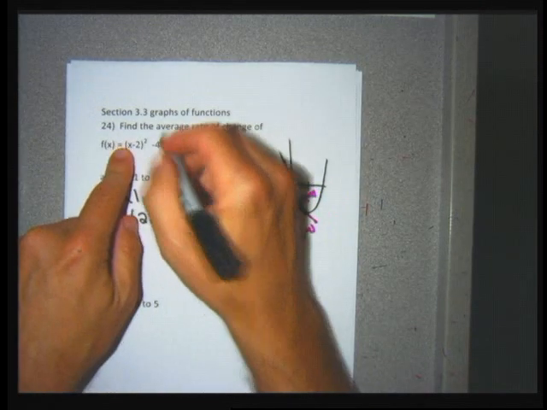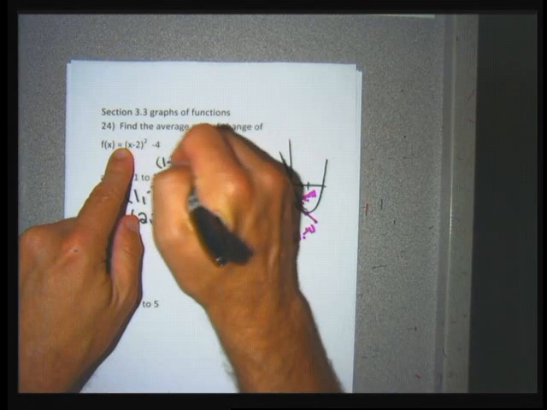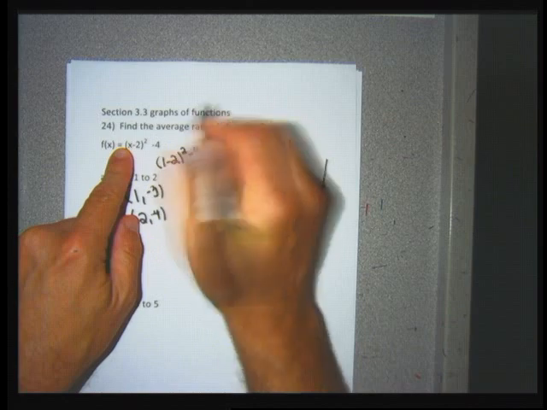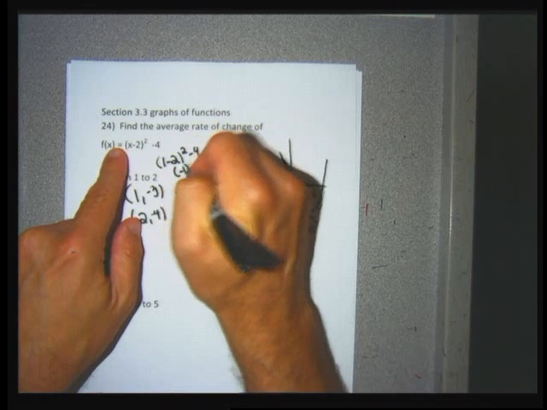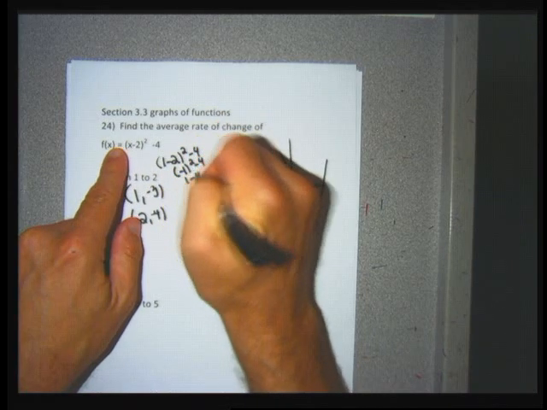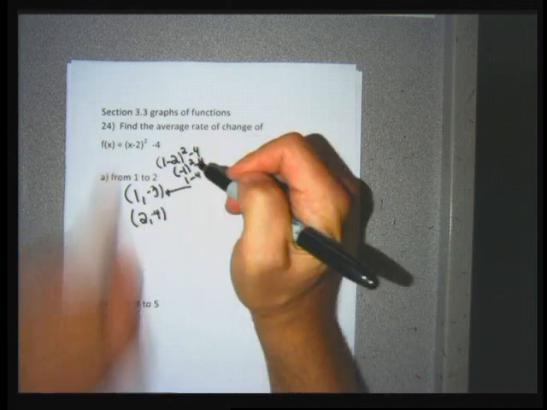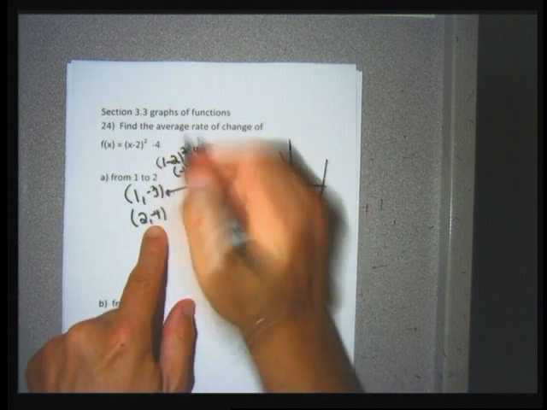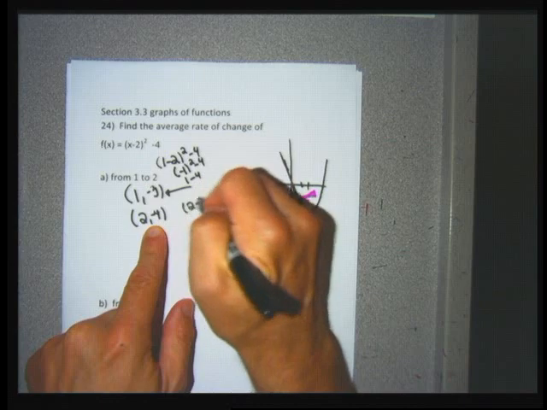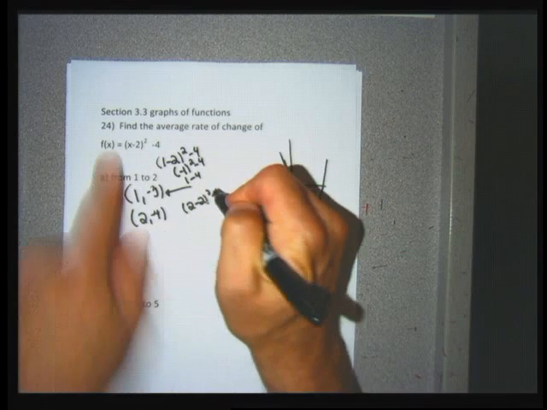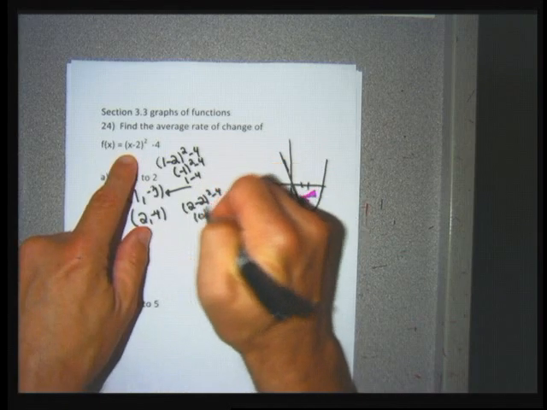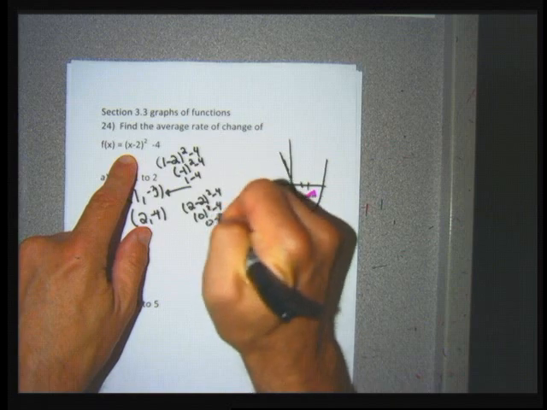to get this y, I plug 1 in for x. I'm going to go 1 minus 2 squared minus 4, which is going to be negative 1 squared minus 4, which is 1 minus 4, which is negative 3. To get that y of negative 4, I'm going to go 2 minus 2 squared minus 4, plugging a 2 in for that x. That's going to give me 0 squared minus 4, which is 0 minus 4, which is negative 4.